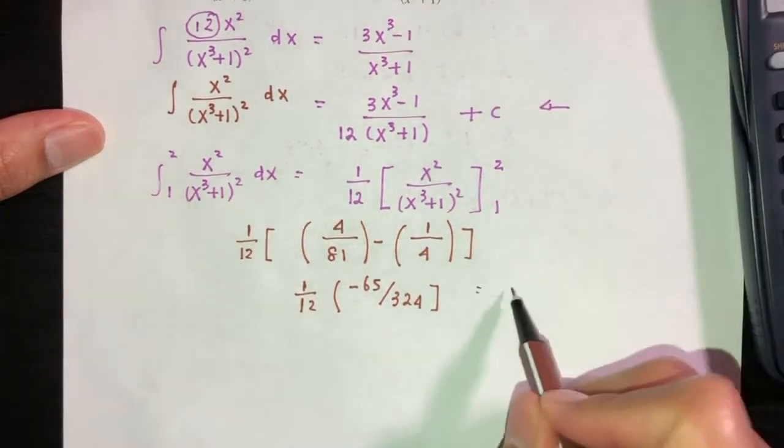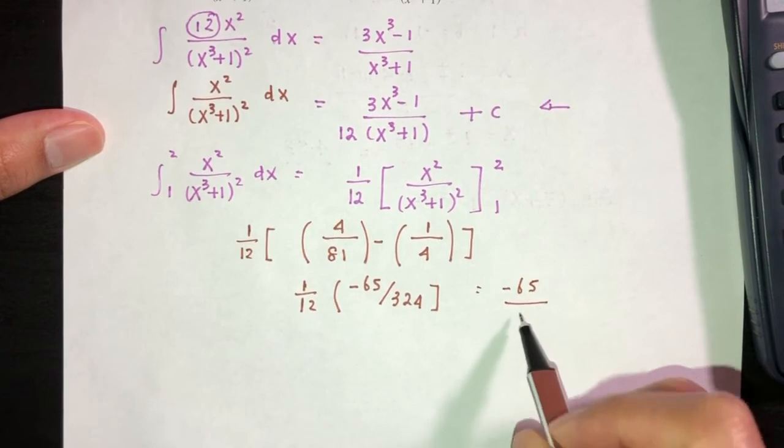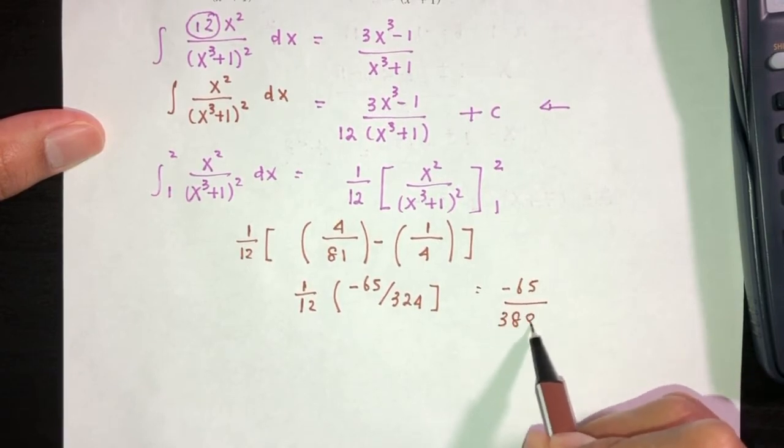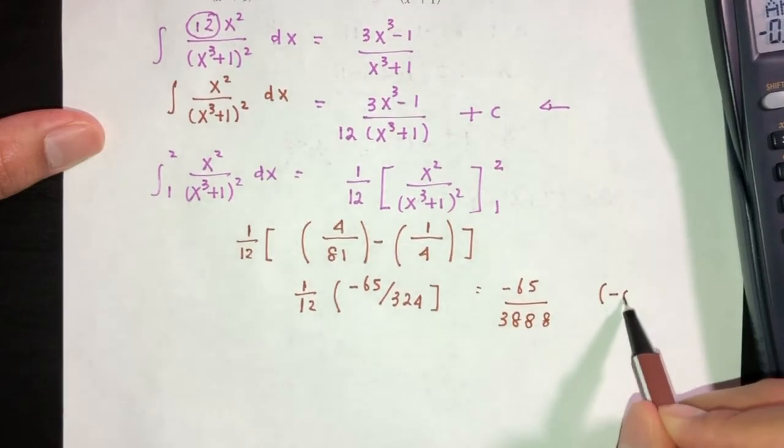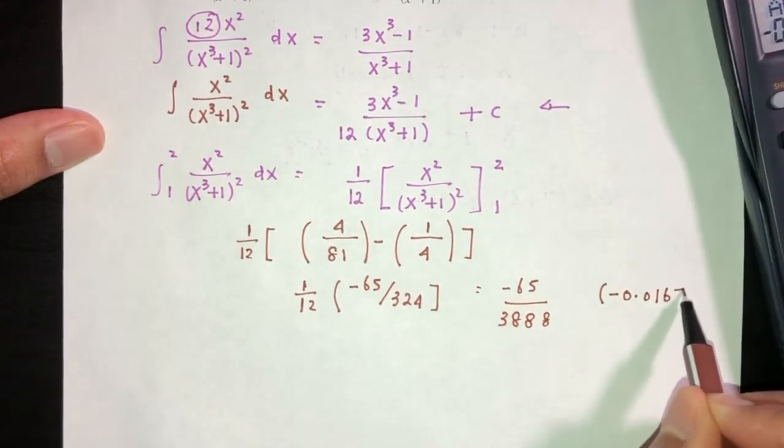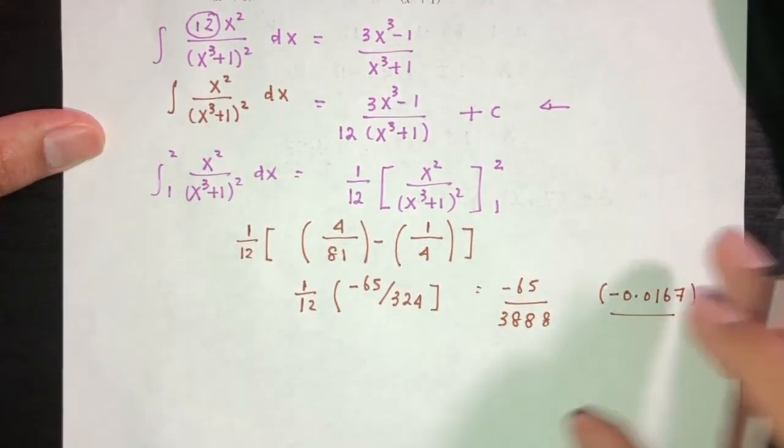That should be minus 65 over 3888, or you can write it in decimal places as minus 0.0167. That will be part 2 of this question. Now for part 3, find f inverse of x.